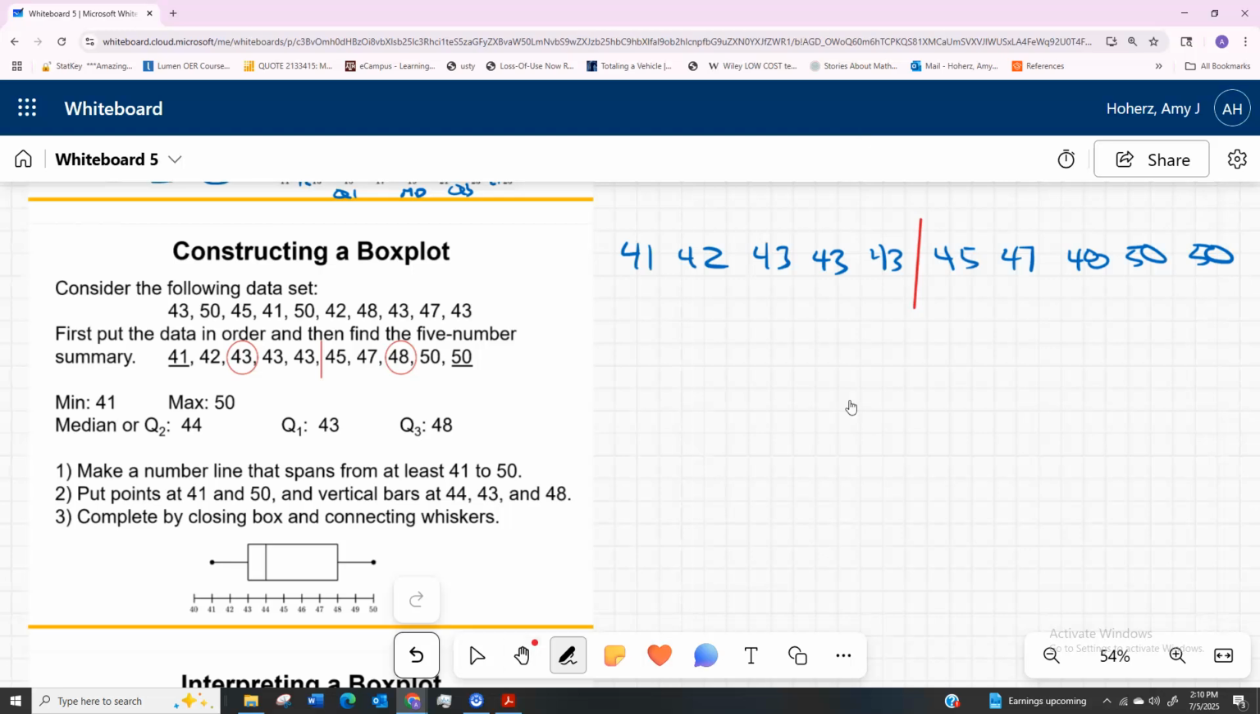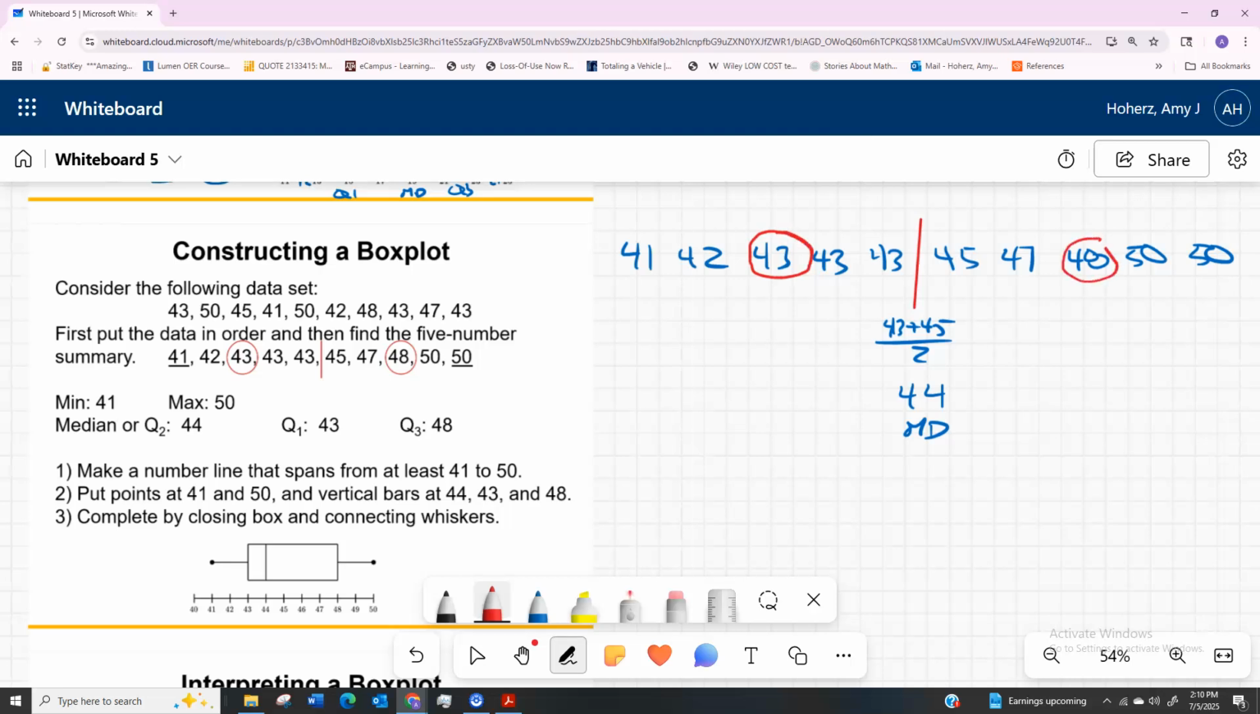And so if we want to find that, we're going to average those. Again, this one's easy to see, but if it's not, you can go through the process of adding and dividing by 2 to get the average. So in this case, the median is 44. Then we're going to go to each half and find the middle of that. So on the left, 43 is in the middle, and on the right, 48 is in the middle. So this is the Q1, and this is the Q3.